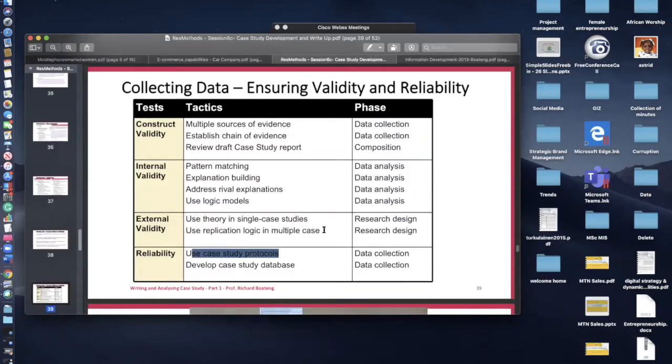Now, going back to what we were saying: use the case study protocols and develop a case study database. Okay. Now, let me just go back a little bit. External validity: when you are doing single case studies, you have to use theory. The theory you have stated, you compare that theory to the single case study and see whether there are patterns in it and a relationship between them to enhance each other's strengths.